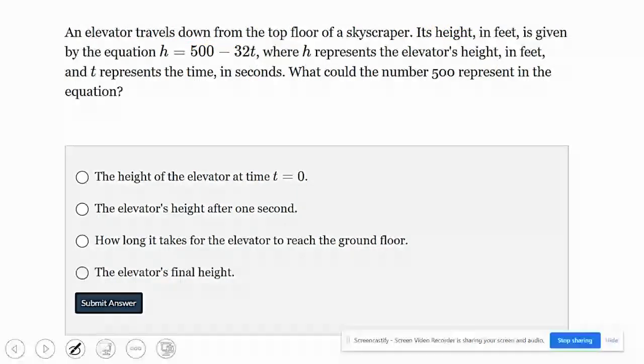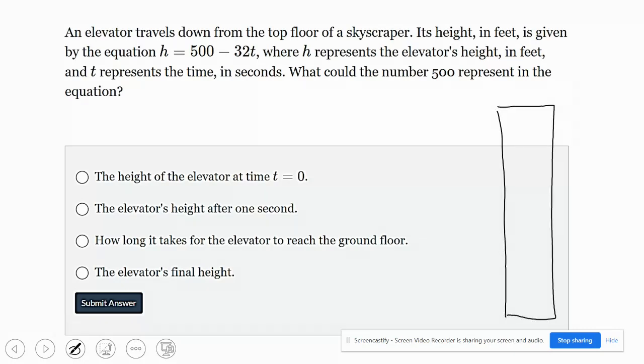Okay, an elevator travels down from the top floor of a skyscraper. Its height in feet is given by the equation h equals 500 minus 32t, where h represents the elevator's height in feet, and t represents the time in seconds. What could the number 500 represent in this equation? So first, we're talking about a skyscraper, so I'm going to do this little drawing here. So here's my skyscraper, here's my elevator, and it's going downward.